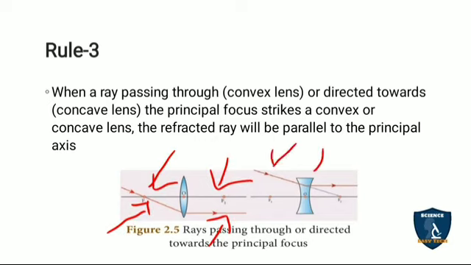Next, the same in the concave lens. When a ray passing through the concave lens, the refracted ray will be parallel to the principal axis. The ray of light goes parallel to the principal axis.